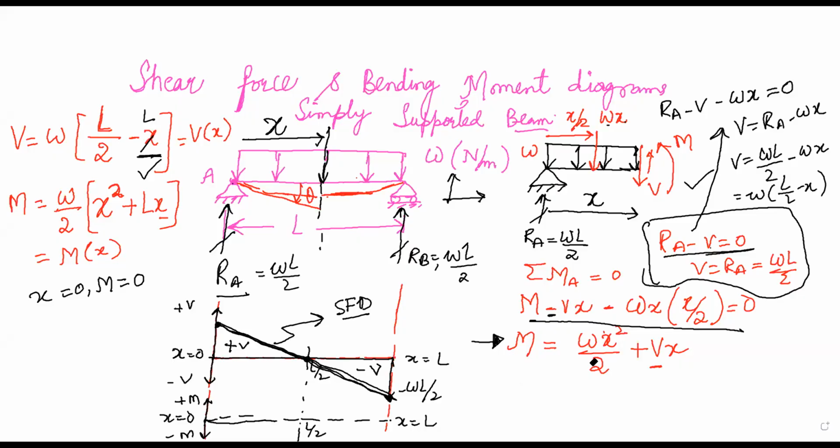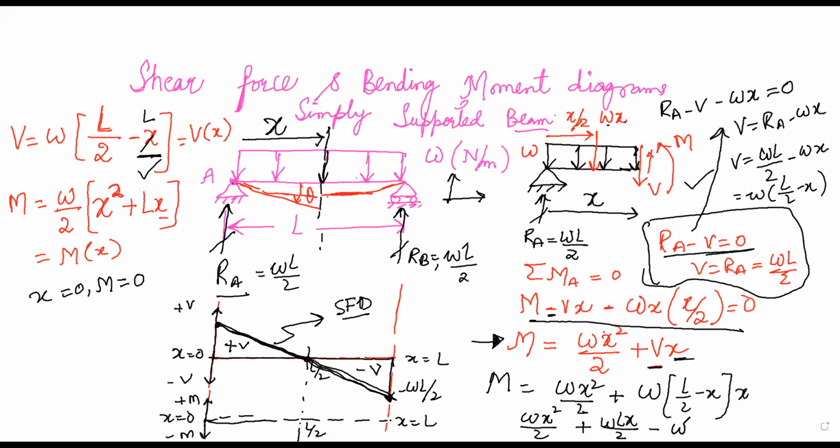There was an error in the equation, so here we have to correct it. We'll write M is equal to wx square by 2 plus, in place of this V, we have to write w times L by 2 minus x, and we have this x. Okay, that's what we are writing. So this becomes equal to wx square by 2 plus wLx by 2 minus wx square.